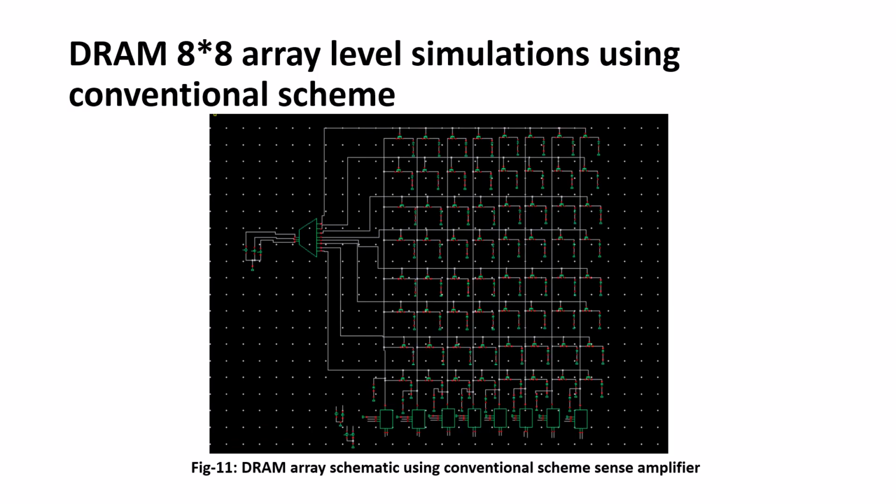So yeah, this is our 8 cross 8 DRAM array. We have made this 8 cross 8 DRAM array for the conventional sensing scheme, and here this is a 3 cross 8 decoder. And here, as you can see, these are the sense amplifiers, which will sense the change in the bitline voltage. And as we know, this decoder will select any one word line of these eight word lines.